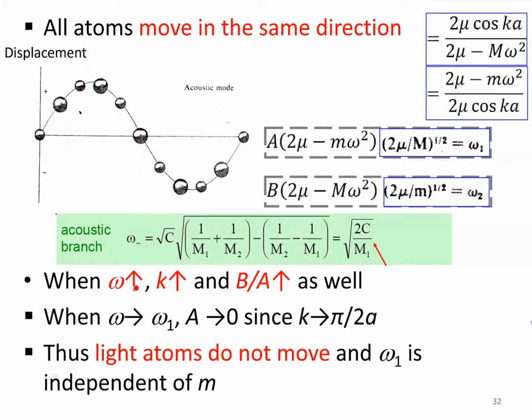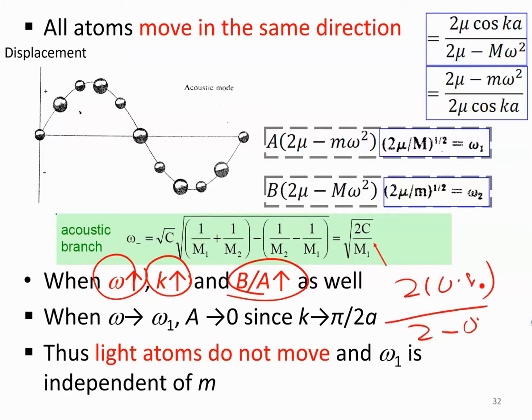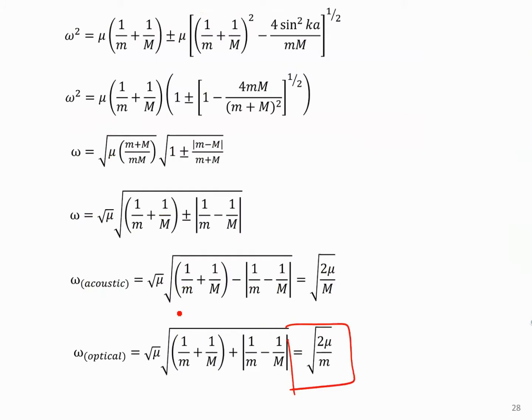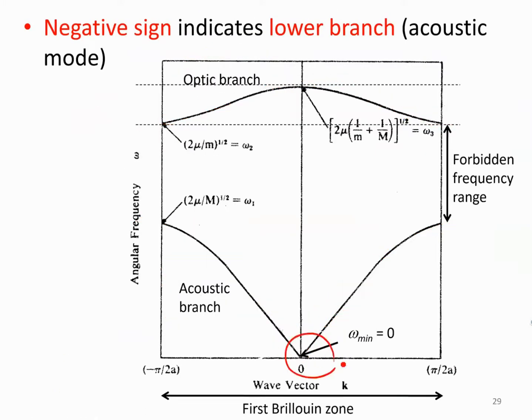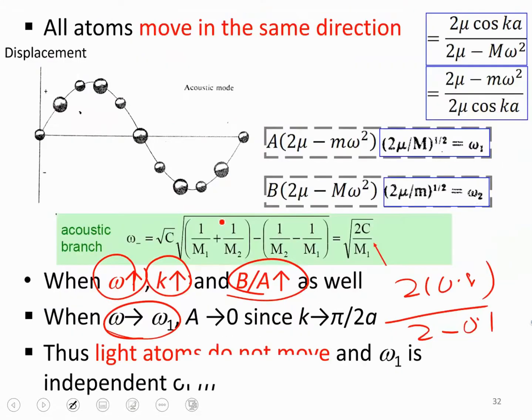So when omega and k increase, then the ratio of B over A also increases, just like the previous case I showed you, 2 times 0.8 over 2 minus 0.1. Okay. So when omega goes to omega 1, you start from k equal to 0. When omega is approaching this point, from this point to this point, what will happen?